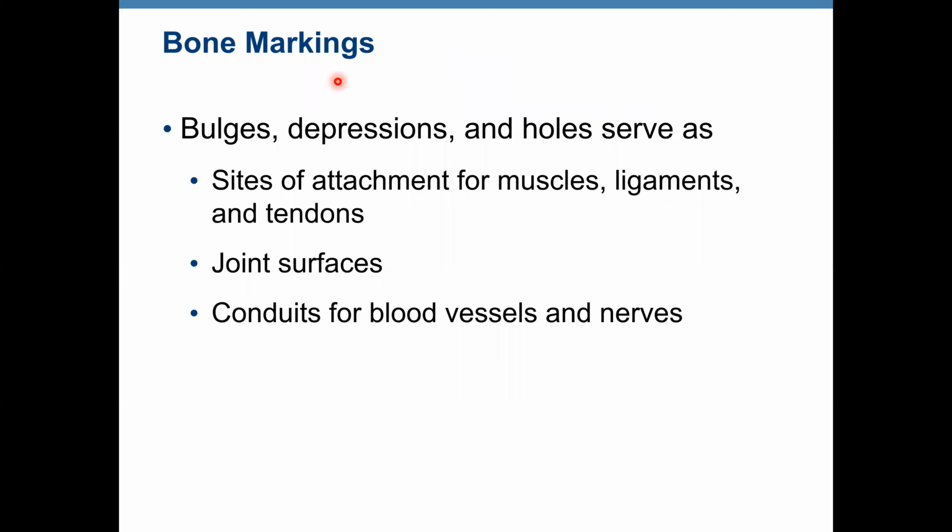Bone markings. Bone markings include bulges, depressions, and holes that serve as sites of attachment for muscles, ligaments, tendons. They also can be the surfaces for joints. And also, if you're talking about, let's say, foramina, those are going to be passages for blood vessels and nerves.